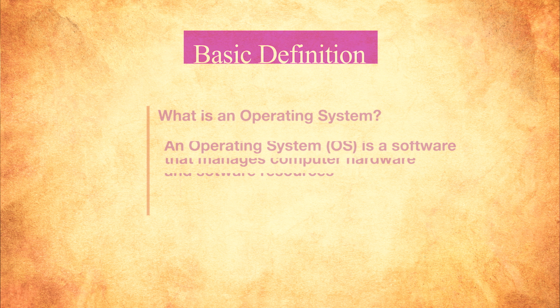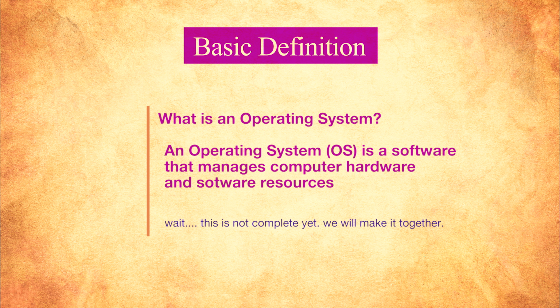So let's start with a very basic and simple definition that says an operating system, or in short OS, is a software that manages computer hardware and software resources. Yes, I know this is not only the hardware and software management, but for the time being, let's assume. And now let's make that more precise.